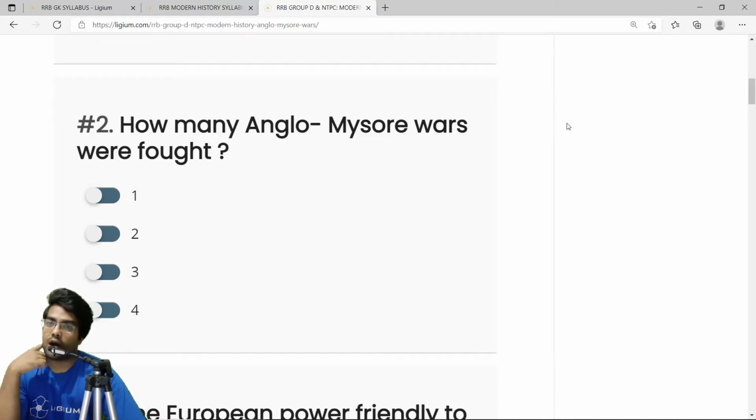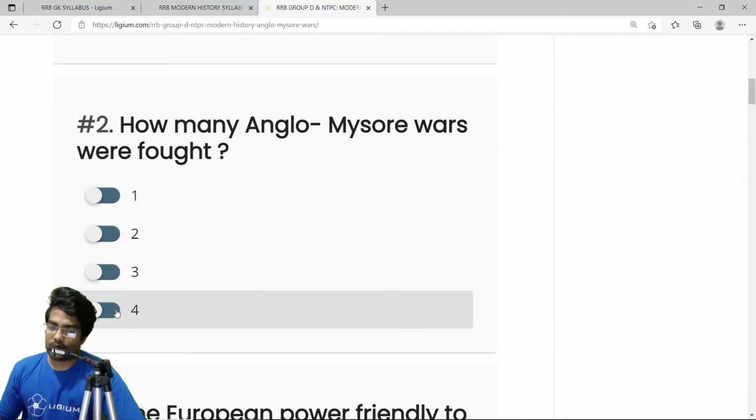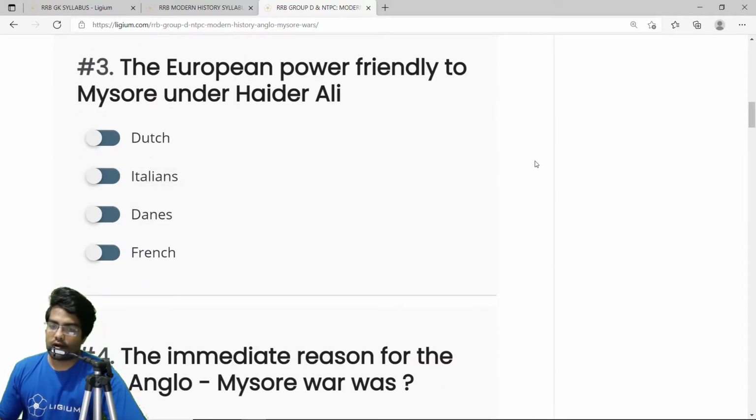Of the 4 Anglo-Mysore wars, only the first was won by the Mysorean kingdom led by Hyder Ali. The rest of the 3 wars were either a draw or the Mysore kingdom was brutally defeated. So the correct answer is 4. Next, the European power friendly to Mysore under Hyder Ali. It was the French. The French were the Europeans who were generally on good terms with the Mysorean kingdom. So the correct answer is option D, French.